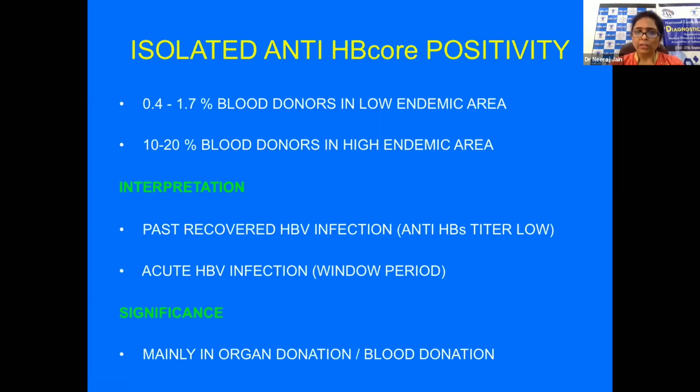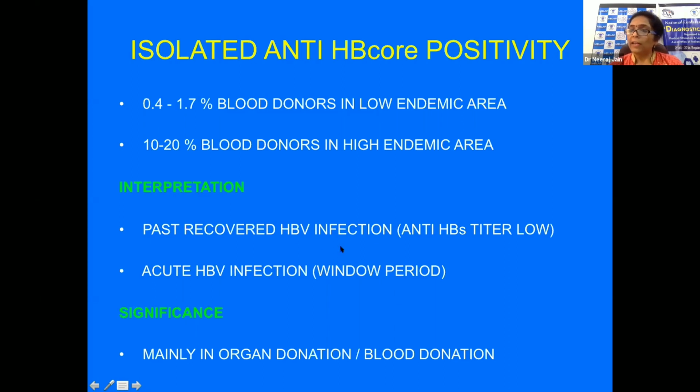Why should we know about this marker? This shows there are two possibilities. One is that the person had a past infection with HBV and his anti-HBs titers, the titers of surface antibodies, have come down, so the only marker present is core antibodies. Or the patient is in the window period, which I have already described in acute viral hepatitis. So these are the two states in which these antibodies are going to be present.